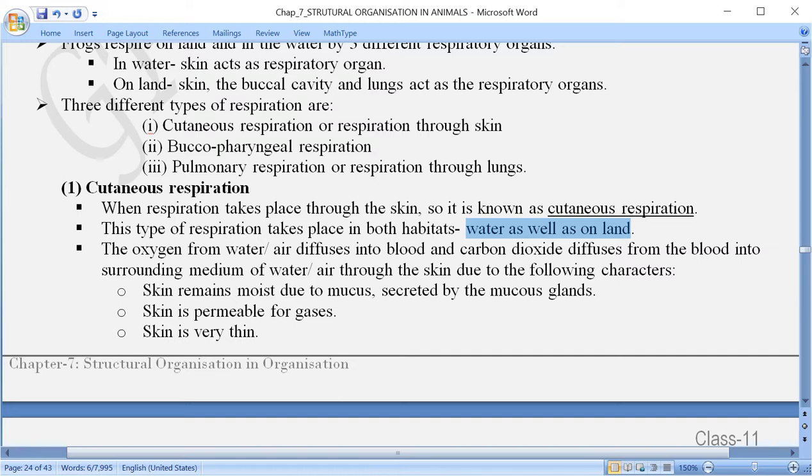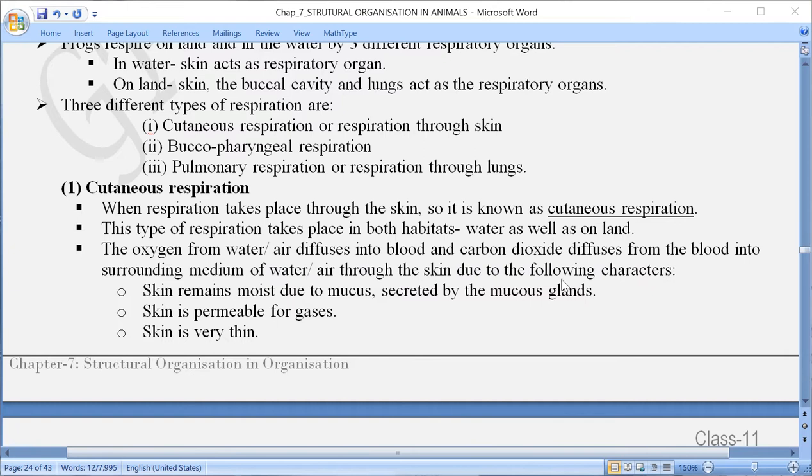If they are present in water, whatever dissolved oxygen is present can get diffused into the blood capillaries present just below the skin. And likewise when they are on the land, they can exchange the gases from the air. As a result of that, the skin serves as a respiratory surface for them. Now there are some features as to why the skin is useful for them as a respiratory surface in water and also on the land.